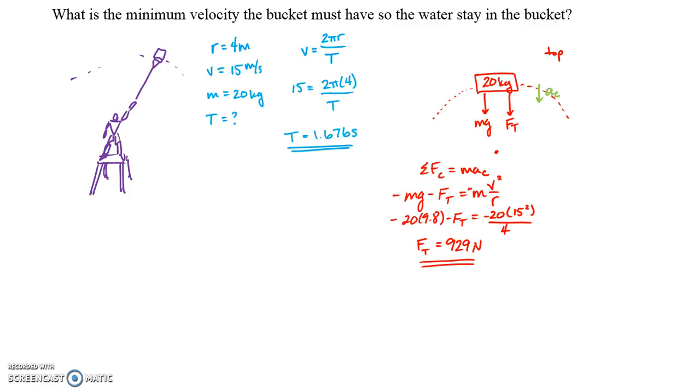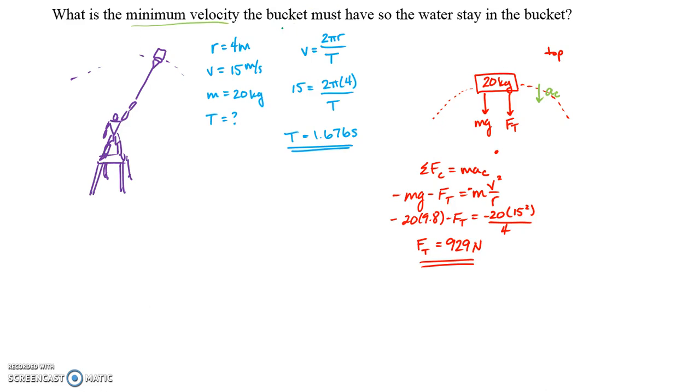So now let's answer that last question. Whoa, wrong buttons. Where did we go? Deep breaths. Okay, so we're back. I found my page. It disappeared on me there. So last question is, what's the minimum velocity the bucket needs to stay in the circle?